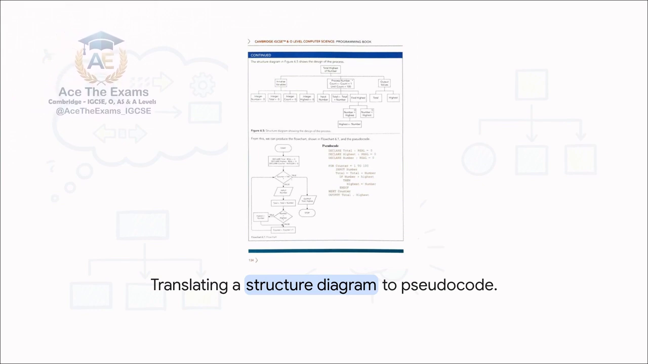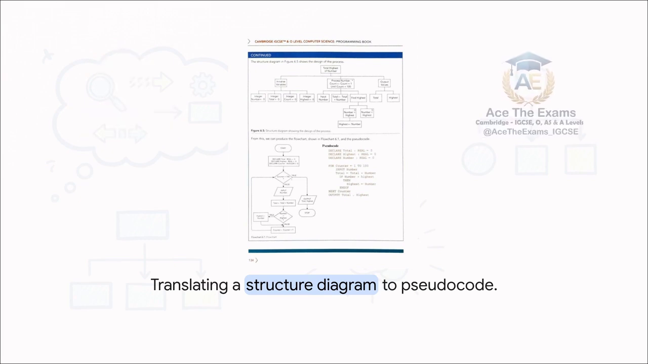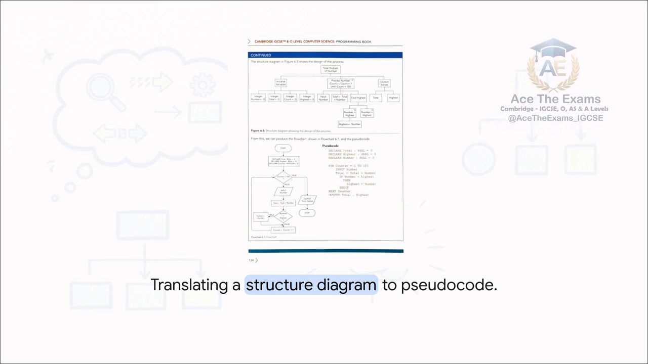We initialize our variables. Total, highest, and number are all set to 0. We open our for loop from 1 to 100. Inside the loop, we input the number, update the running total, and run our if statement to check for the highest number. Then, completely outside the loop, we output our final values. It works perfectly because the hard thinking was already done visually.